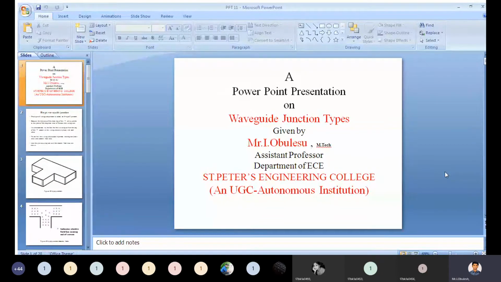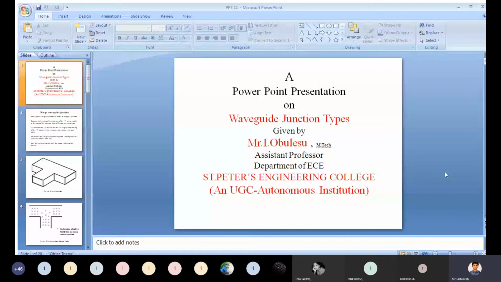But before discussing waveguide junction types, first you need to know why you need to use a waveguide junction. Waveguide junctions are used to enable power in a waveguide to be split or combined for some purpose. There are a number of different types of waveguide junctions that can be used. Each waveguide type has different properties.